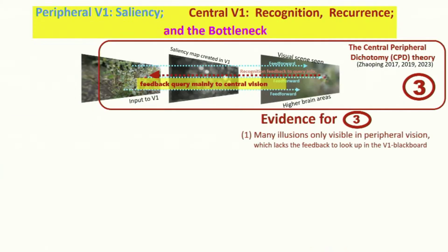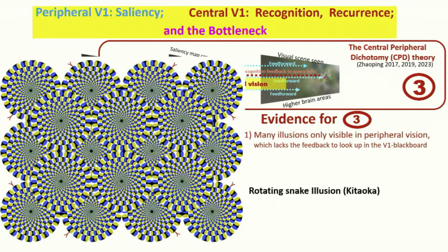Evidence for the CPD theory includes many illusions that are only visible in peripheral vision. Here is an example. You see illusory motion in a static image, but not at where you fixate your gaze. Your peripheral vision lacks the feedback to look up the V1 blackboard, so can be easily fooled by information impoverished feed-forward signals.